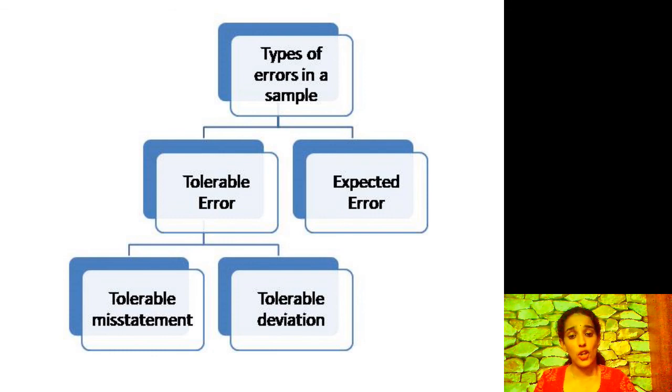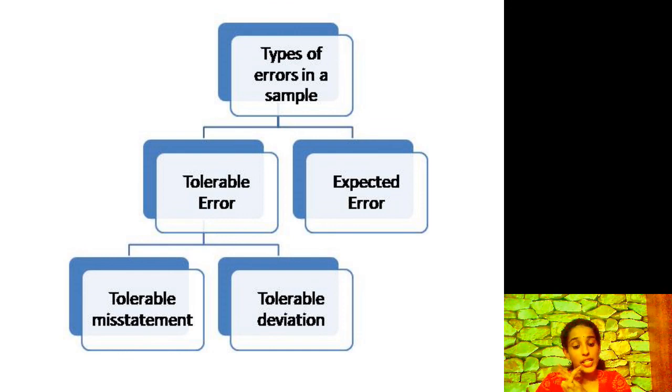Now what is tolerable error? Tolerable error is some error which is acceptable in nature, that I can accept in a particular sample. Say in a particular sample, misstatements up to 50,000 I can tolerate or accept. It is a tolerable error. What are the two different types of tolerable error? Tolerable misstatement and tolerable deviation.